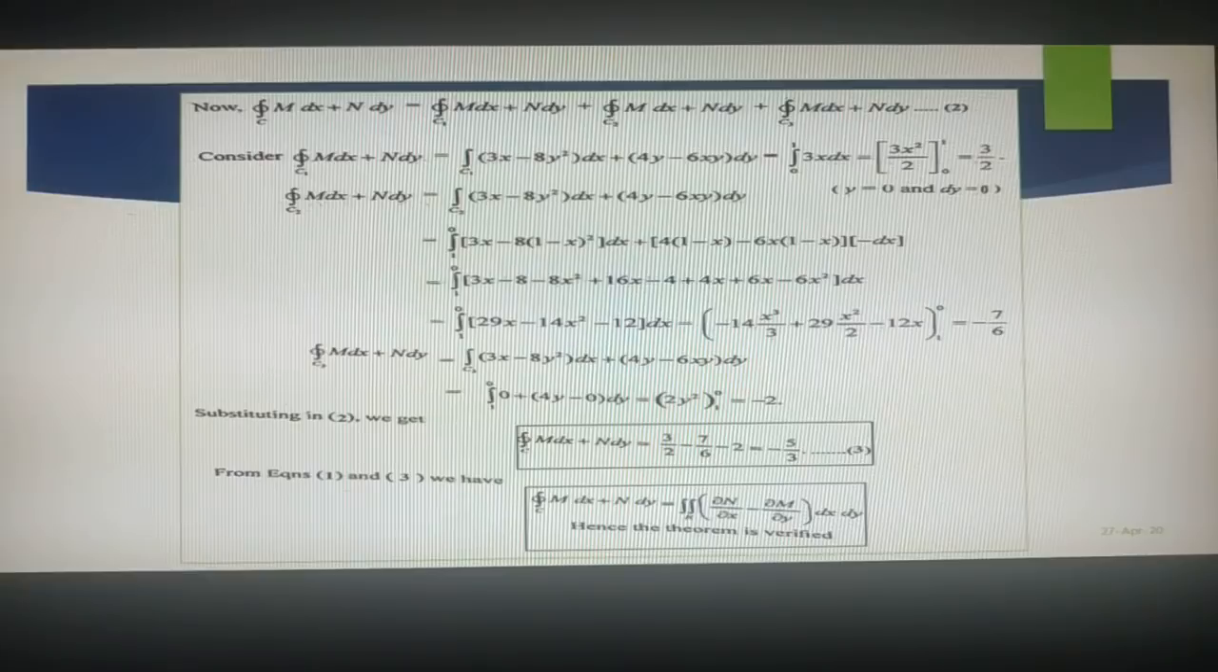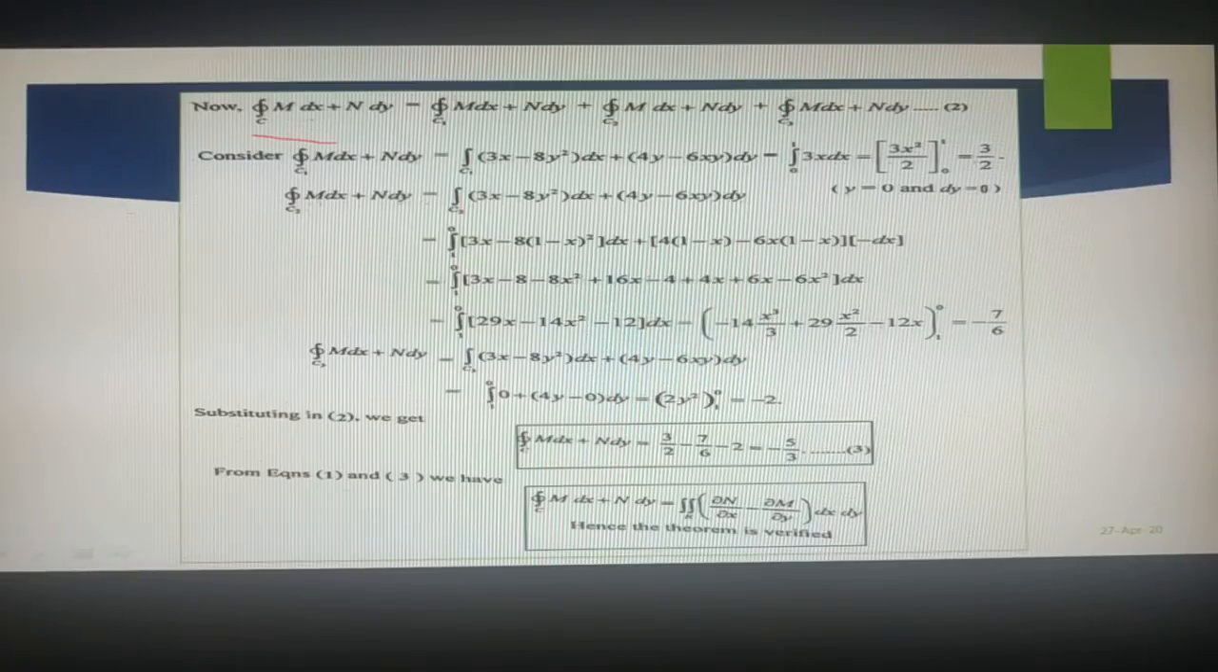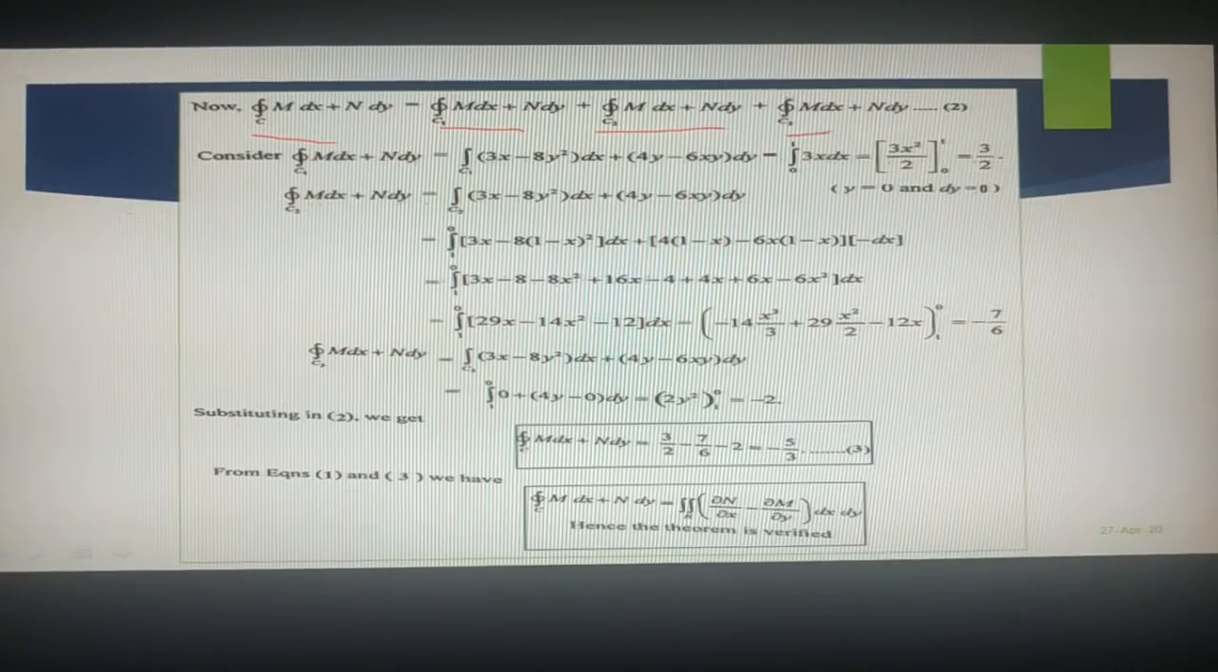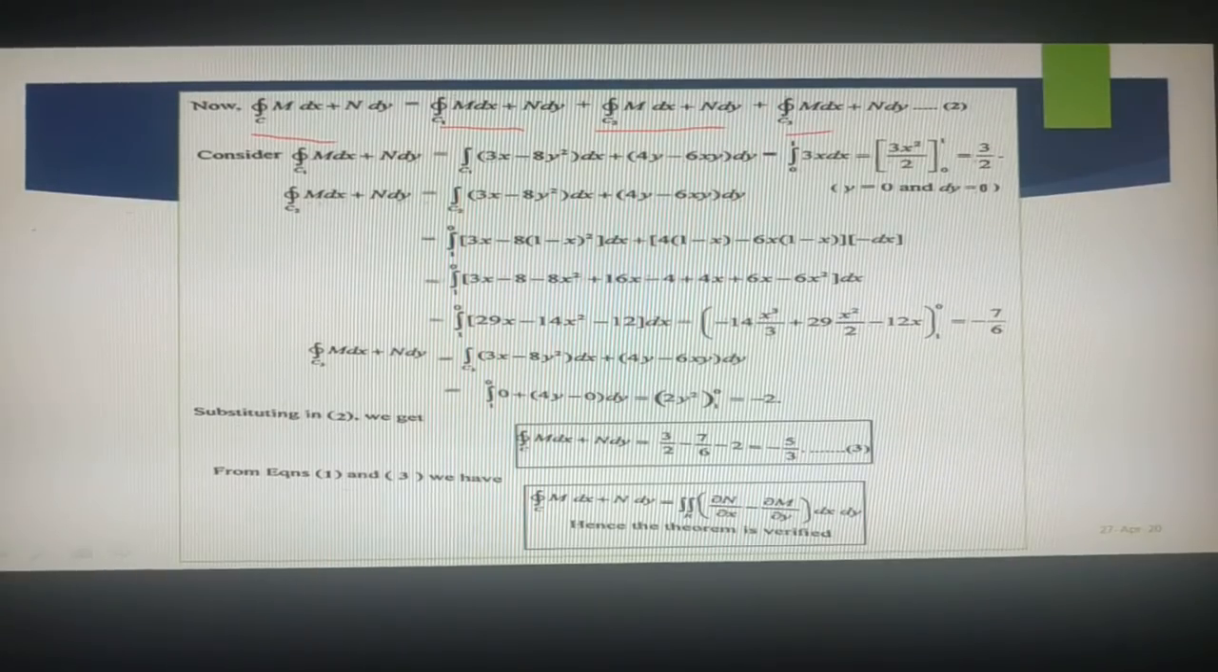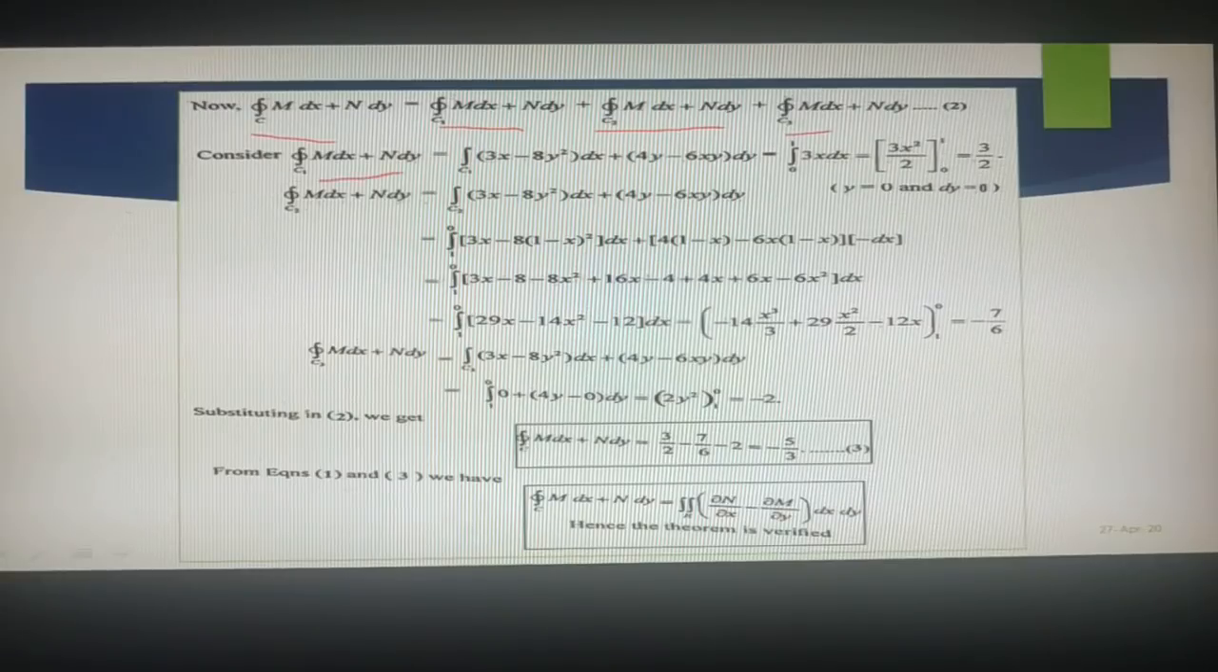Okay, so now we have here three curves. So we made it as integral over C of M dx plus N dy equals integral over C1 of M dx plus N dy, plus integral over C2 of M dx plus N dy, plus integral over C3 of M dx plus N dy. So these three integrals we have to find out. At each place we have different values, so you should be very careful.